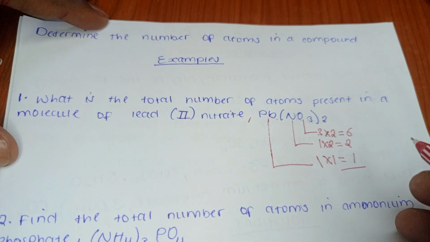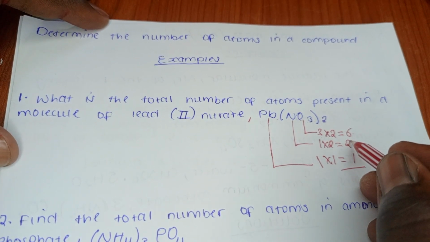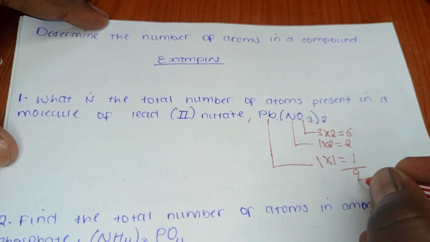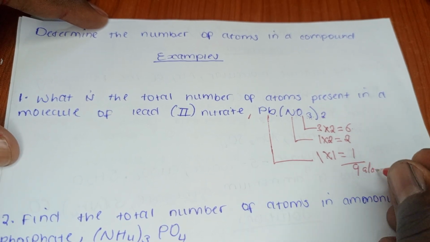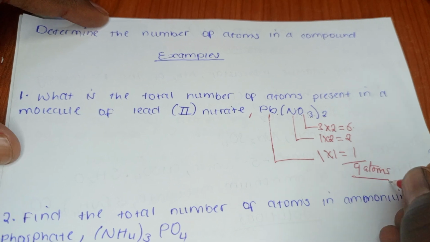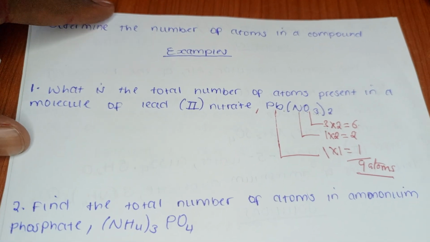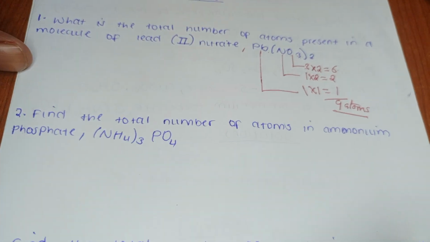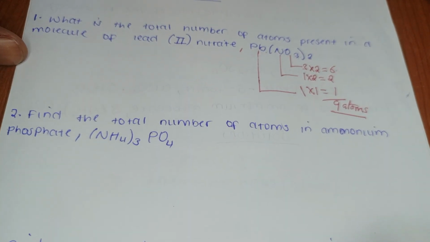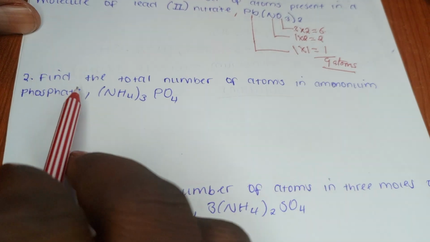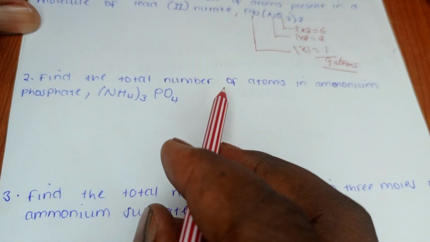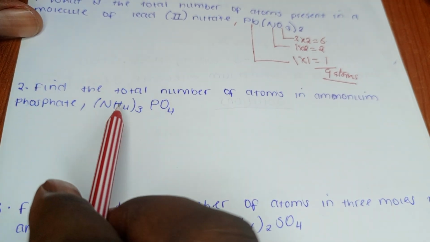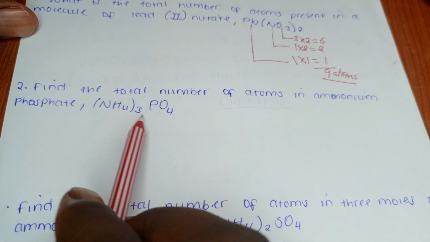So then we add. The 6 plus 2 plus 1, the answer is 9. So 9 atoms. That's the final answer for this question. Then go to question 2. Question 2 again reads, find the total number of atoms in ammonium phosphate. So they want us to find the total number of atoms in this compound.